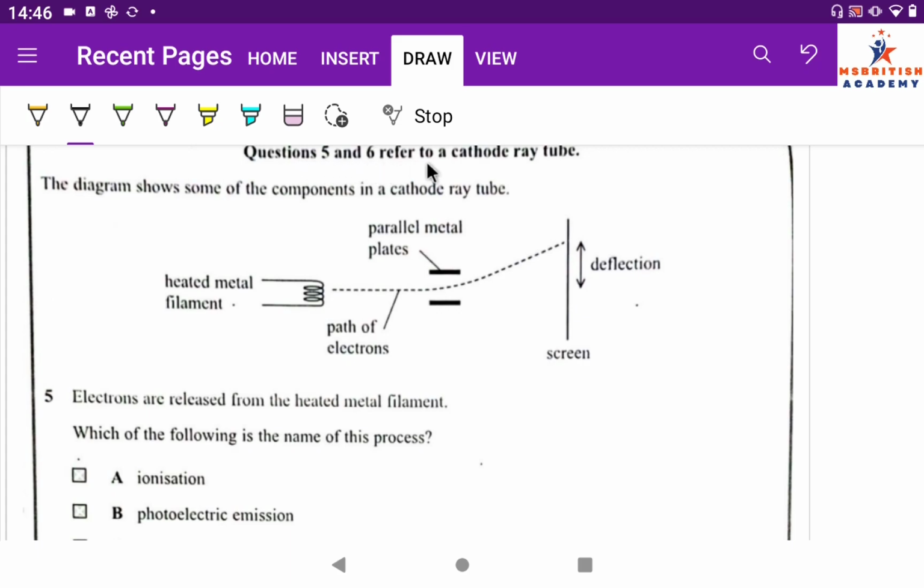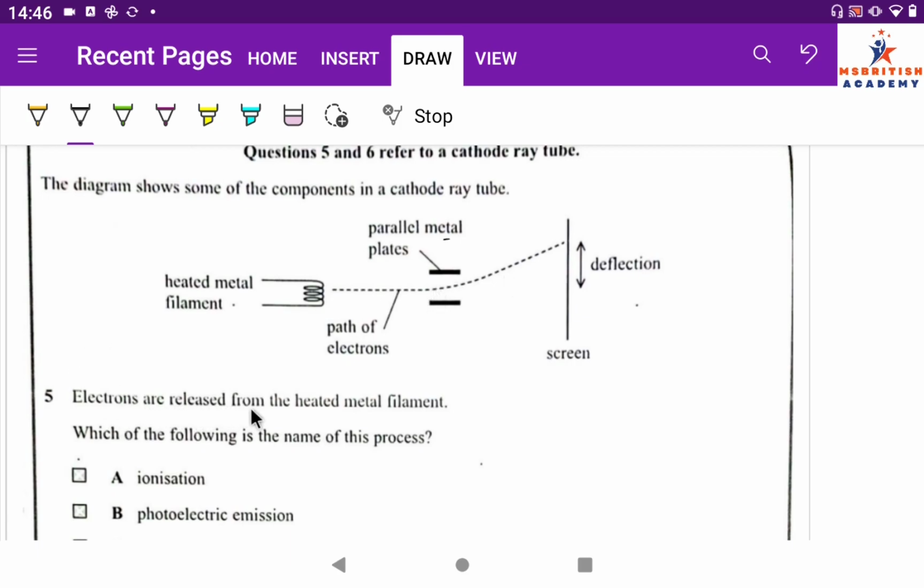Questions 5 and 6 refer to a cathode ray tube. The diagram shows some of the components in a cathode ray tube. This is a heated metal filament. When this filament is heated, some electrons are ejected. This is the path of the electrons, and these are parallel metal plates. And here we have a screen where the electrons will be deflected or not.